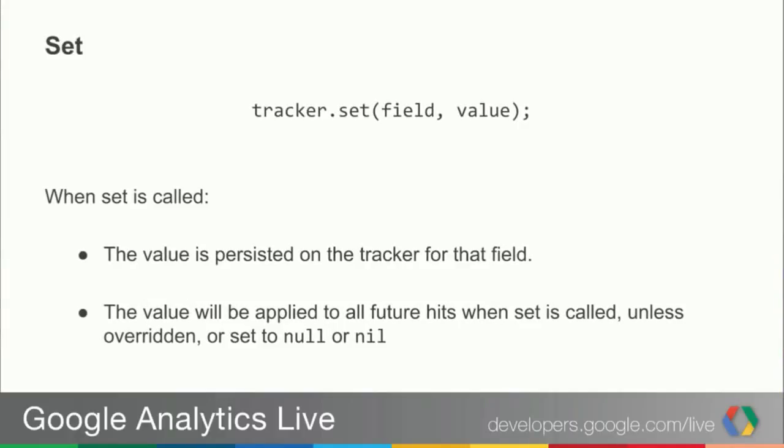The value is going to be persistent in the tracker. It'll show up on every hit, unless the map you pass into your send call overrides the value. Right, because it'll take precedence over what's set on the tracker. And if you don't want to set that value anymore, you can pass null, or nil in the iOS case, as the value, and that field will get cleared out. Okay, cool. I think it's important to point out that when you set something on the tracker, that value is going to persist indefinitely until you destroy that tracker or override that value.